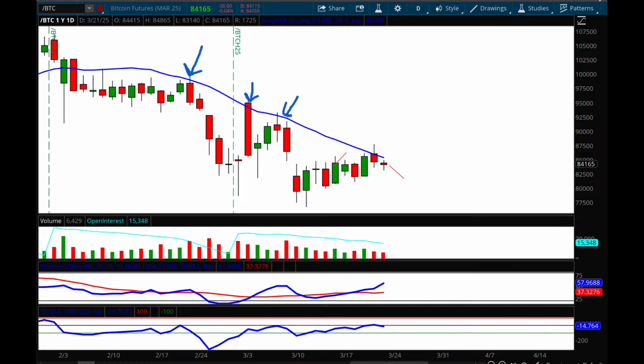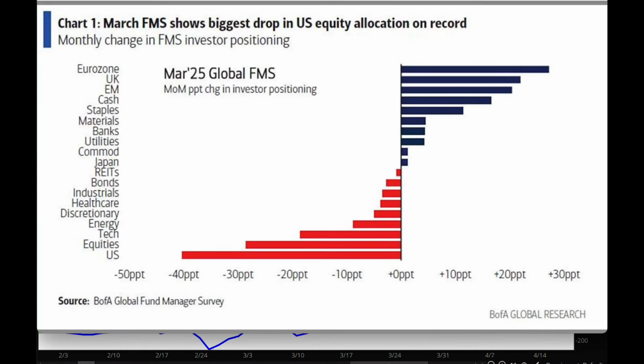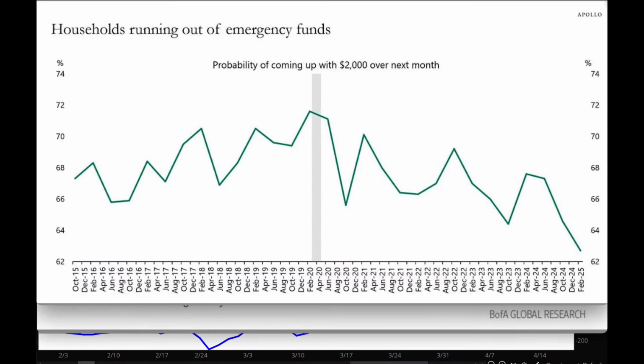A couple of things I want to point out. There's some economic information here coming from the Bank of America Global Fund Manager Survey. We're looking at the international markets and look at this chart. It's showing the biggest drop in U.S. equity allocation on record. That is pretty incredible. And so this is what global fund managers look at, and that's quite significant. Now, on the heels of that, looking at the domestic households here in the U.S., they're basically running out of emergency funds.